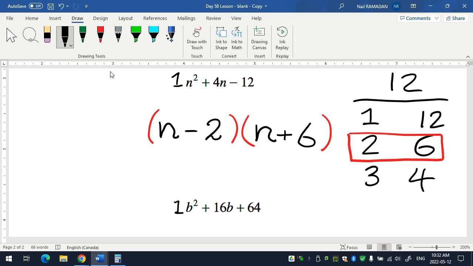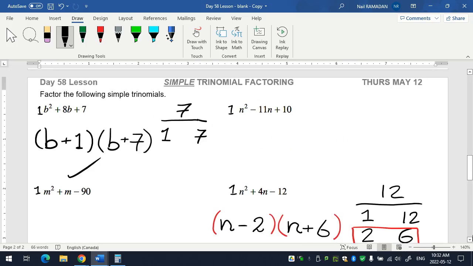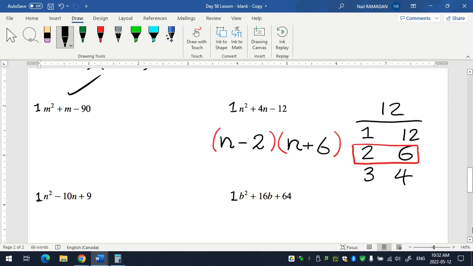Okay, let's do another one with mixed signs as well. Which one should we do? Everyone, let's do this one. 90. All right, let's do the list for 90. What's the first pair? 1 and 90.